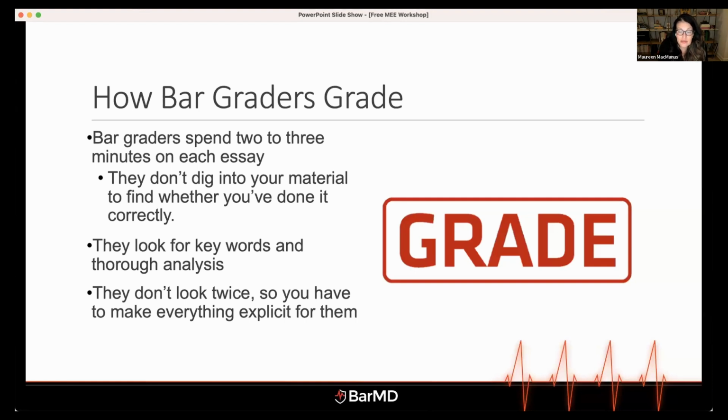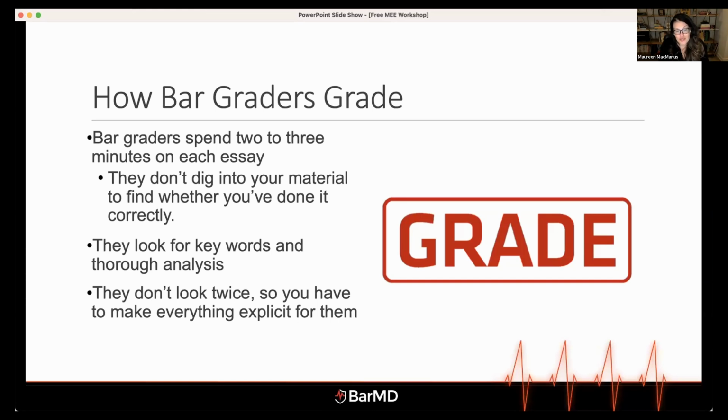In the UBE in particular, and also California, you really have to dig in and give them exactly what they're looking for. It is a precision game for sure. You really want to give them exactly what they're looking for. So issue spotting and precision in your issue spotting is really important. And that really only happens if you do a ton of practice.